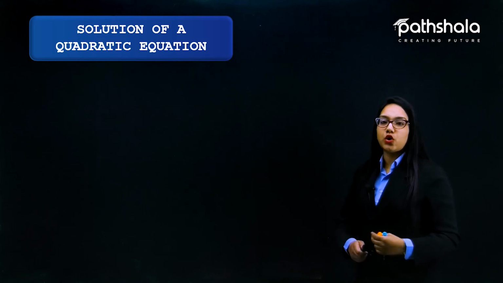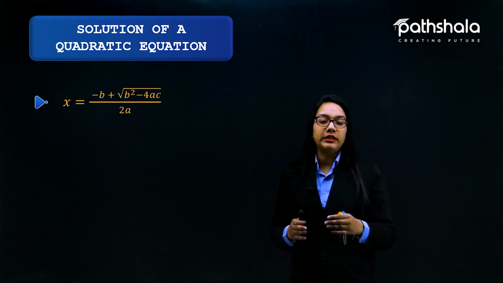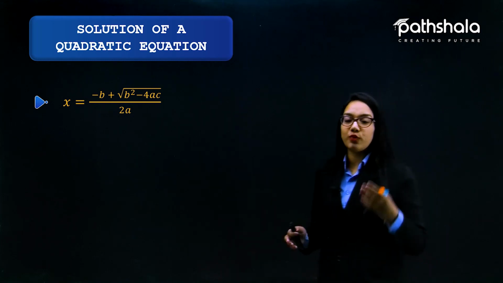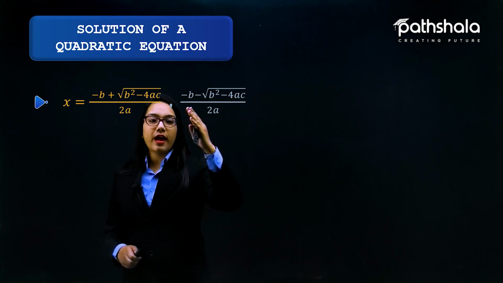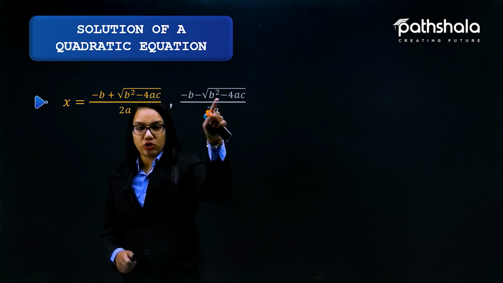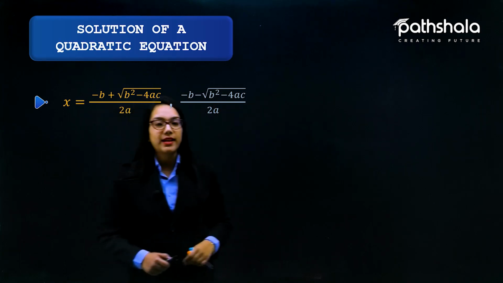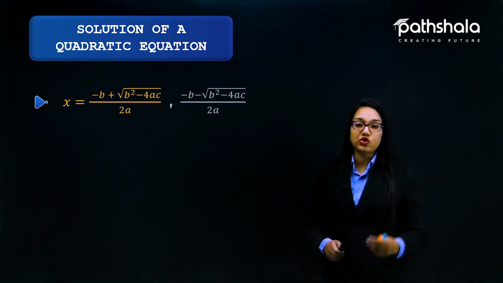Now let's further talk about the quadratic formula. As we have the value of x in terms of minus b plus minus, we can write it as minus b plus square root b square minus 4ac by 2a, and further with the sign as negative between these two terms. So these two are nothing but called the roots or the solutions of a quadratic equation.